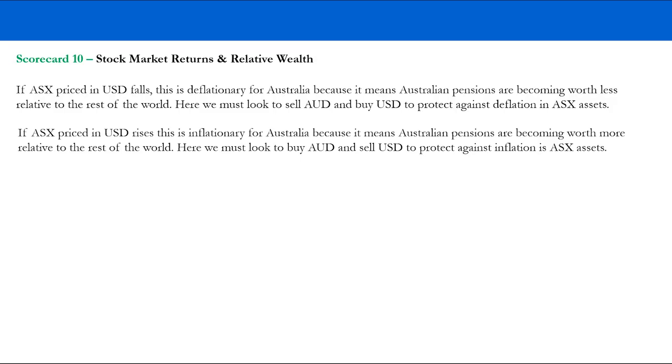So if the ASX priced in US dollars rises, this is inflationary for Australia because it means Australian pensions are becoming worth more relative to the rest of the world. So here we must look to have a long bias towards the Aussie dollar, US dollar exchange rate in order to protect ourselves against inflation.